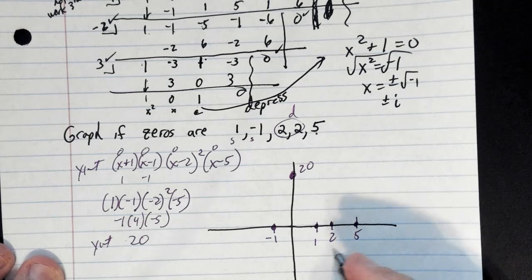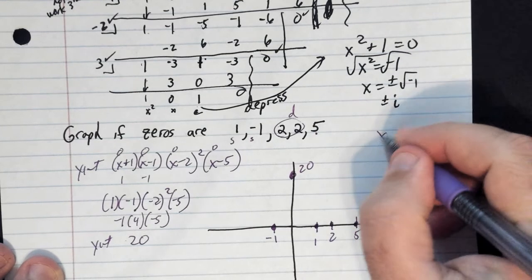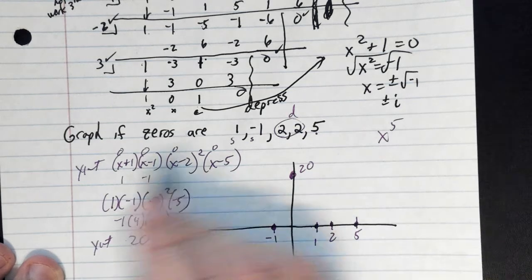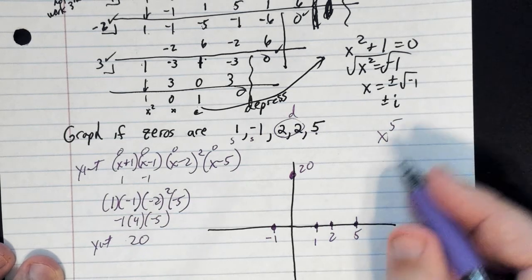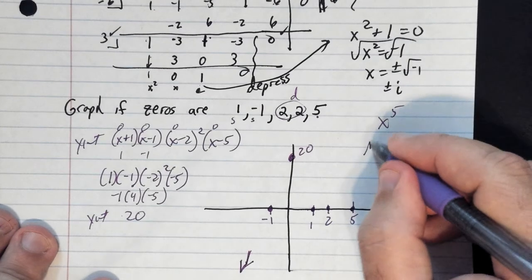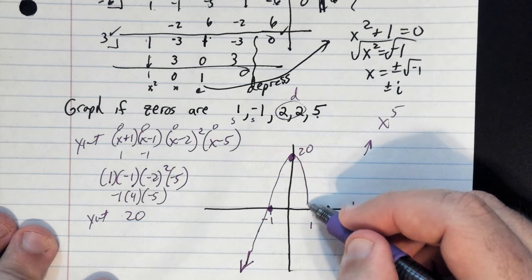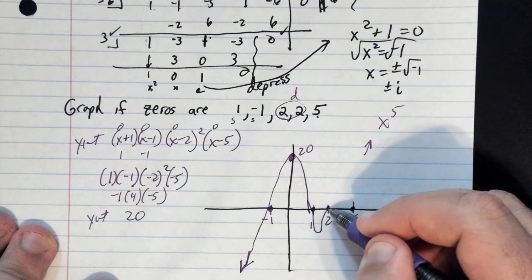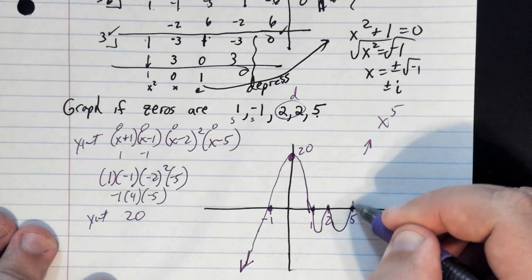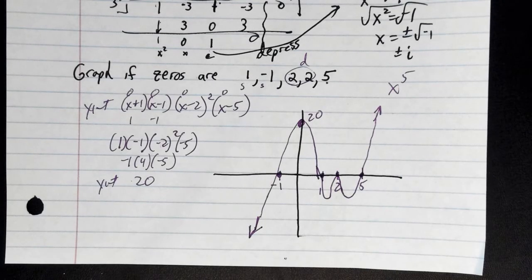Okay? Now, there's 1, 2, 3, 4, 5, which means this is x to the 5th, and it's going to be positive in front, so for end behavior, it starts low, ends high, and so it's going to do something like this. Remember, 2 is a double root, so it bounces, 5, and so you get something that looks like that.